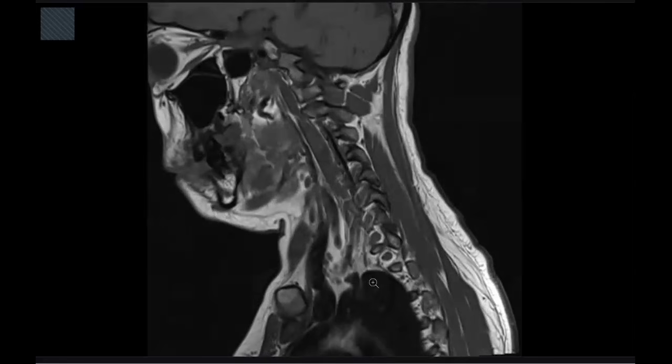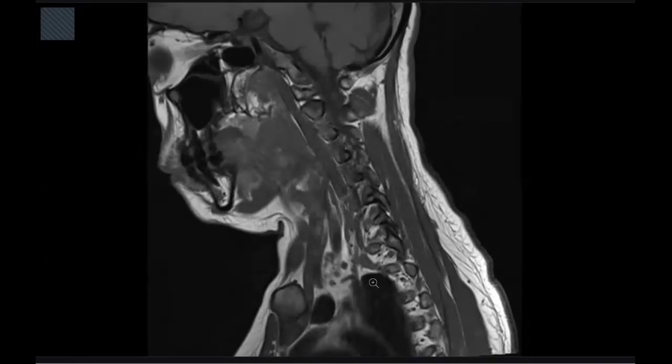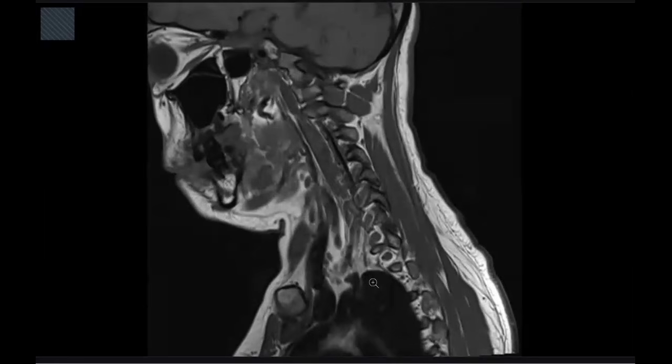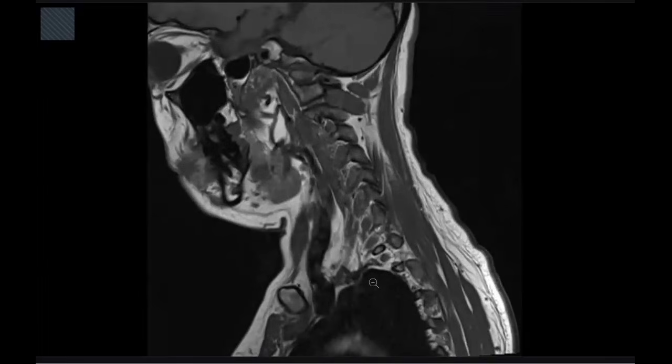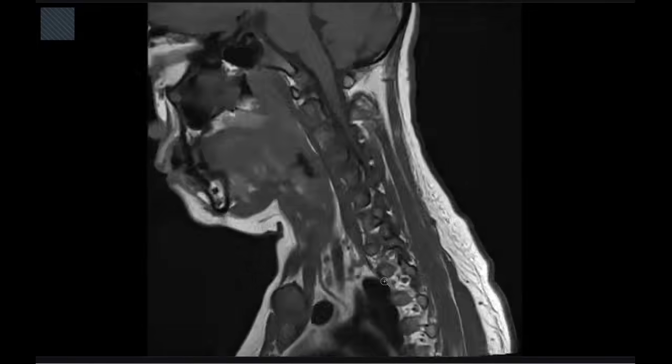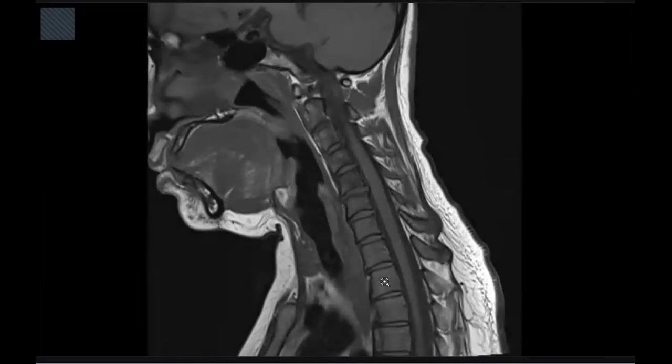What are you suspecting? If T2 and STIR confirm the marrow abnormality, then this is diffuse marrow infiltration. So it could be due to any hemoglobinopathy such as thalassemia. It could be due to myelofibrosis or mastocytosis or leukemia, lymphoma. Okay, ignore the marrow, just degenerative changes. Anything else?